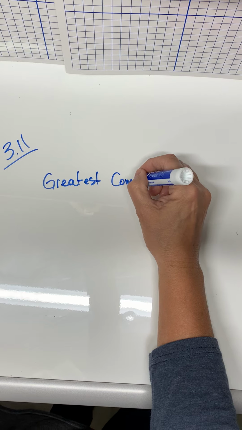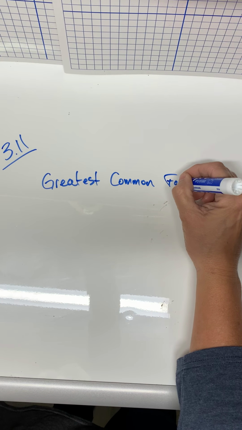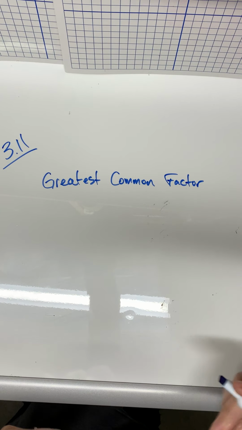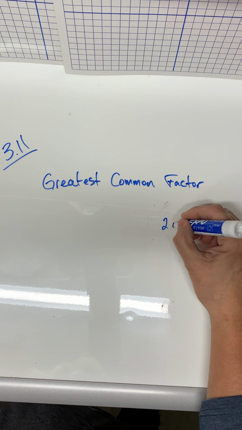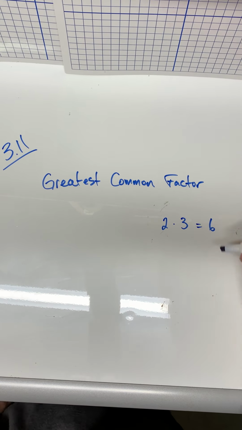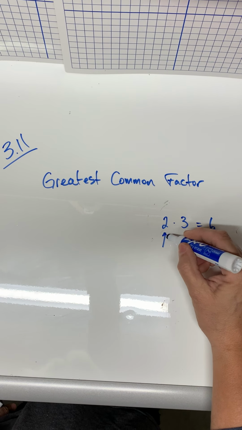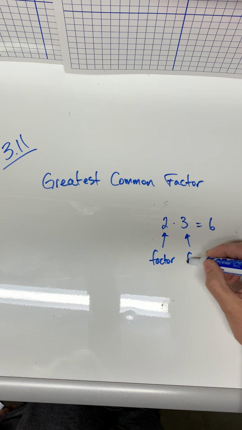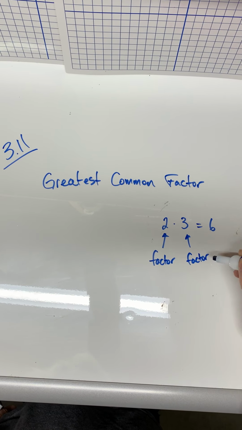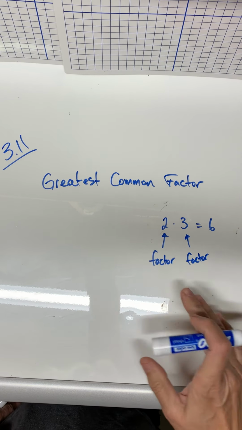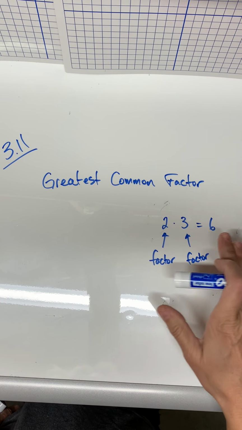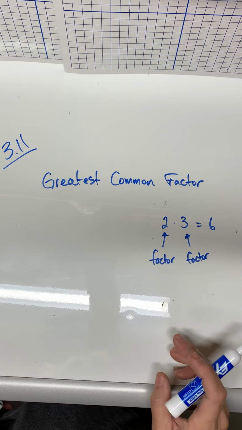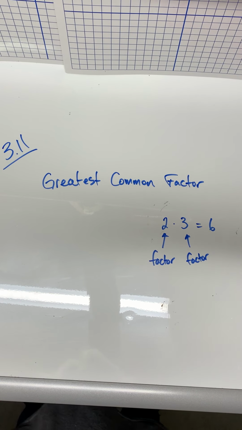So what this means is, first of all, a factor is a piece of multiplication. In other words, if I had 2 times 3 equals 6, the 2 is considered a factor, and the 3 is considered a factor, and they're both factors of 6 because if you multiply them together, you will get the 6, okay? So if I'm looking for the greatest common factor, they might give me a list of numbers.